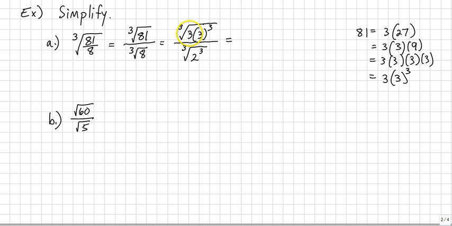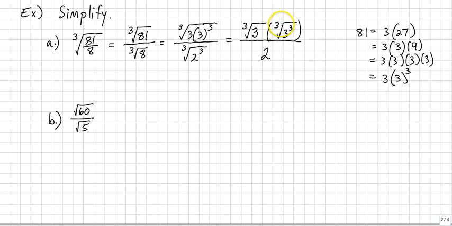So on the top, I've got 2 things being multiplied, so I'm going to separate those. That'd be the cube root of 3 times the cube root of 3 cubed. And then on the bottom, we're going to use our properties. Notice the index and the exponent are exactly the same thing. They're odd, so it should just come out to be 2.